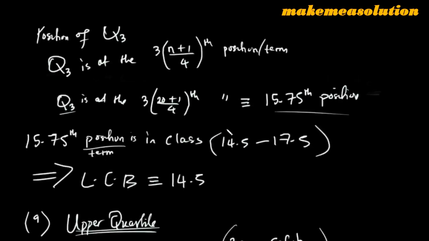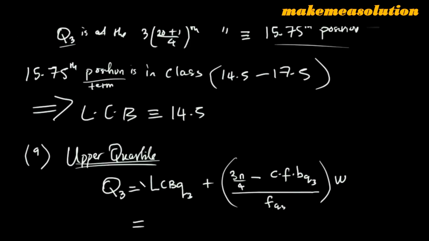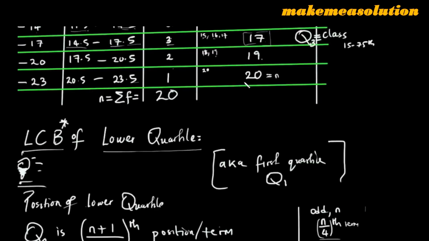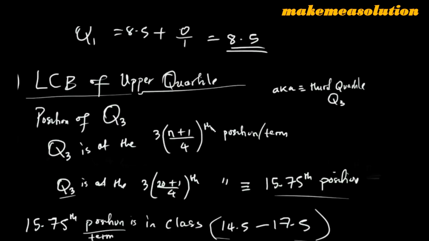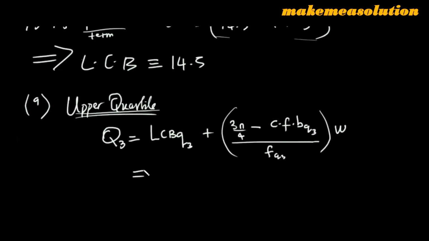We have established that our third quartile class should be this class, the class having 14.5 to 17.5. The frequency of this class is 3. Now what is the cumulative frequency before this class? The cumulative frequency before this class is clearly 14. Is that okay? The frequency of this class is 3, and the class width is the same, 3. So we can just plug in all these values.